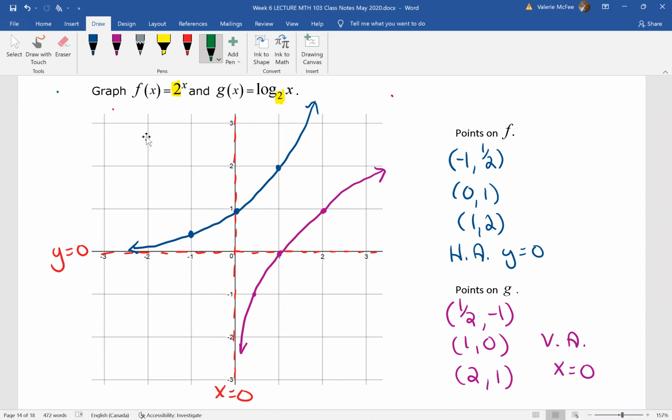Let's check to see if they are reflecting across y equals x. Remember, y equals x is going to go straight through the origin, straight through 1, 1, 2, 2. And I can see that each of these points is an equal distance from my line y equals x. Let's try another one.